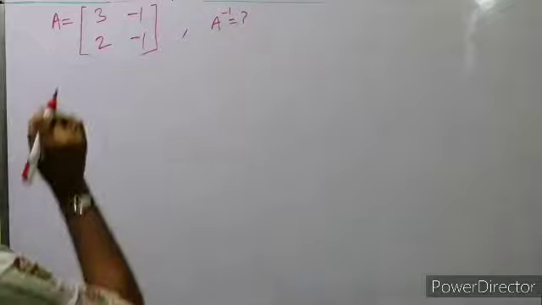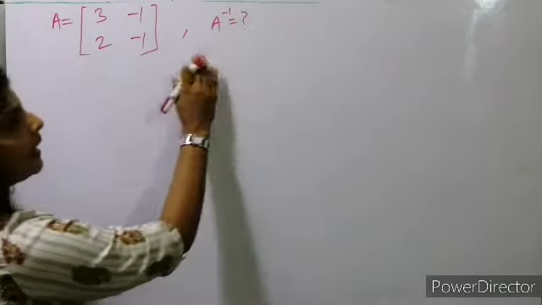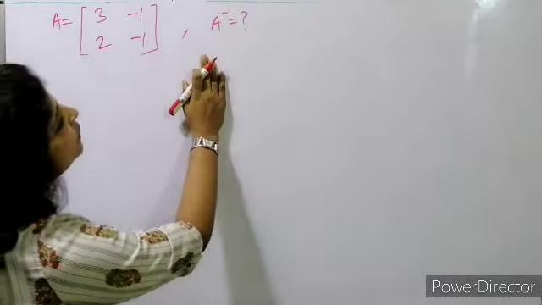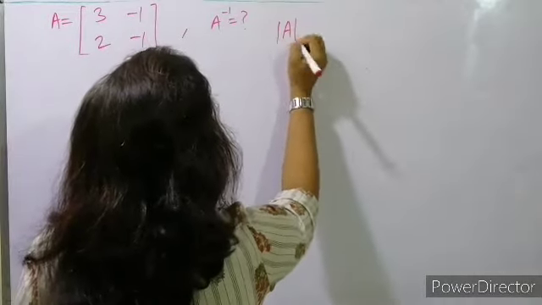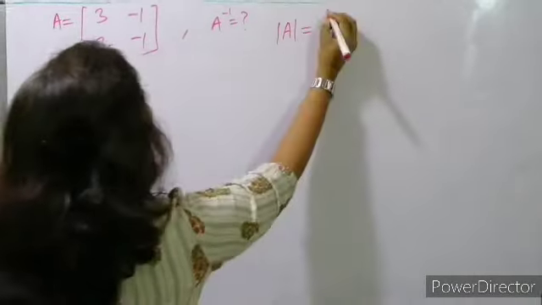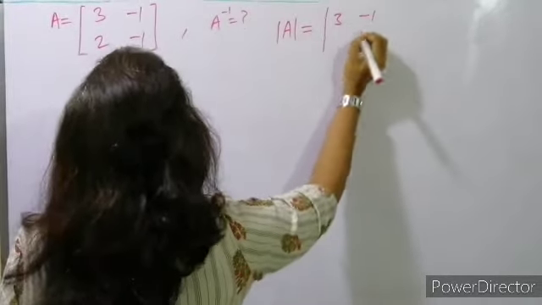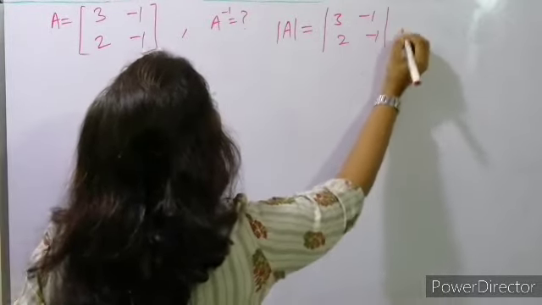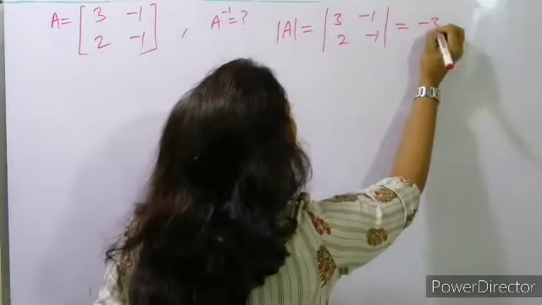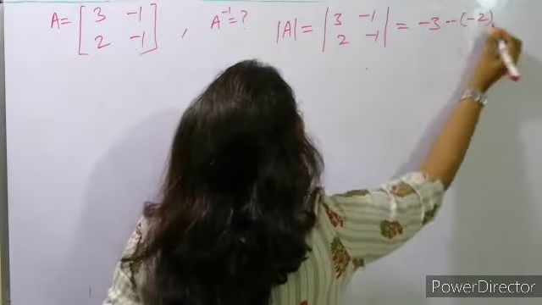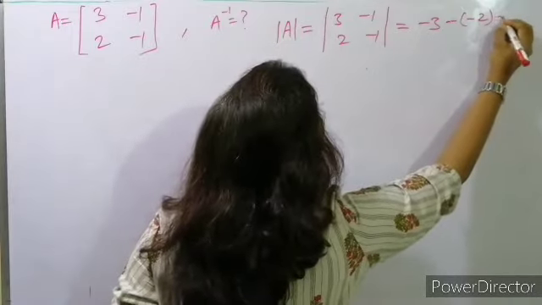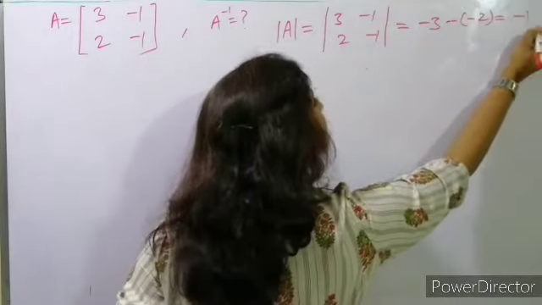Matrix A is given and you have to find A inverse. First of all you have to find the determinant of the matrix. The determinant will be 3 minus 1 2 minus 1. So 3 into minus 1 is minus 3 and 2 into minus 1 is minus 2. So minus 3 plus 2 gives minus 1 as the answer.